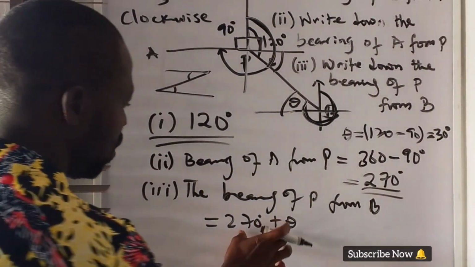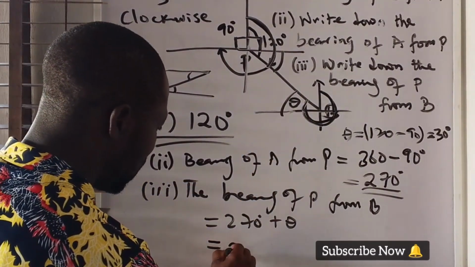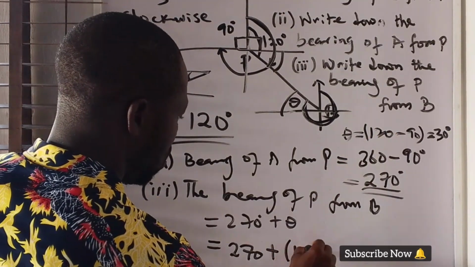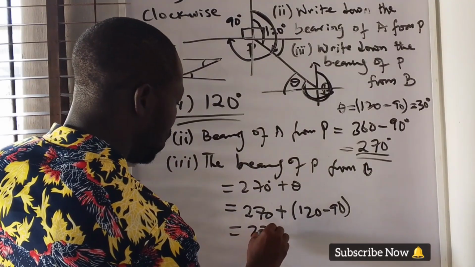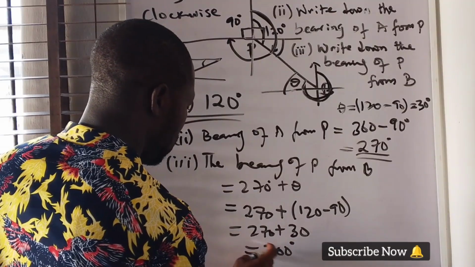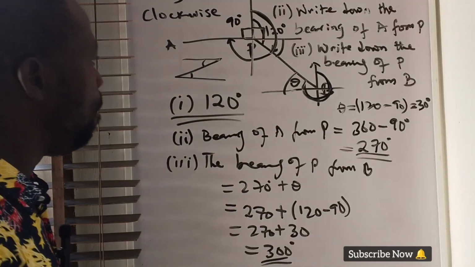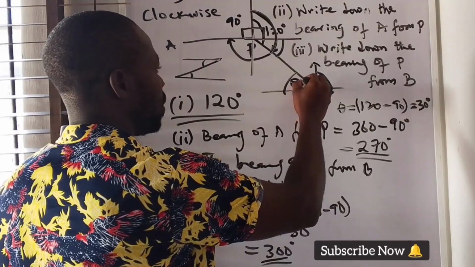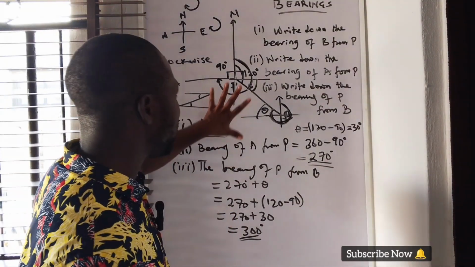All right, so it means the bearing of P from B is going to be 270 plus 120 minus 90, that's our theta, or we just put 30 degrees straight. So that's 270 plus 30, and that's going to be 300 degrees. All right, so that is the bearing of P from B. 90 plus 90 plus 90 plus 30, and that is 300 degrees. It's simple, straight, and fantastic.